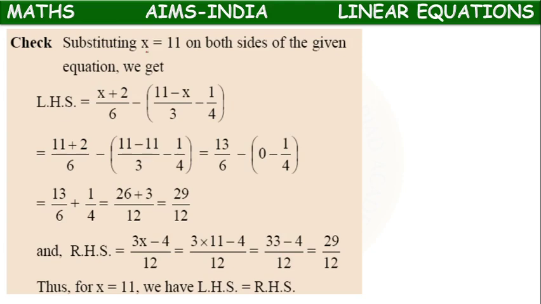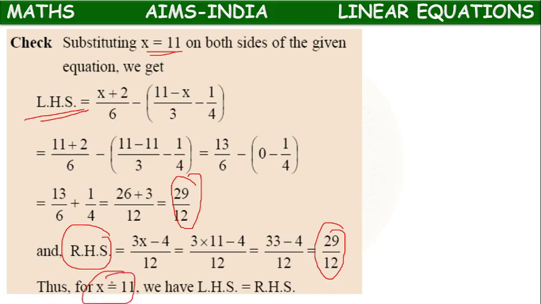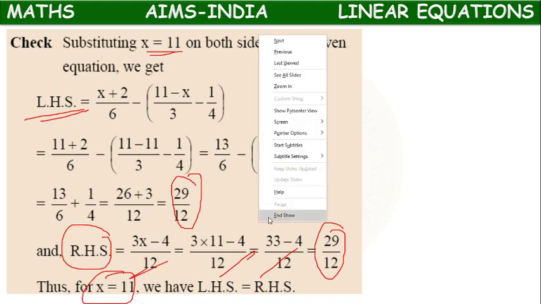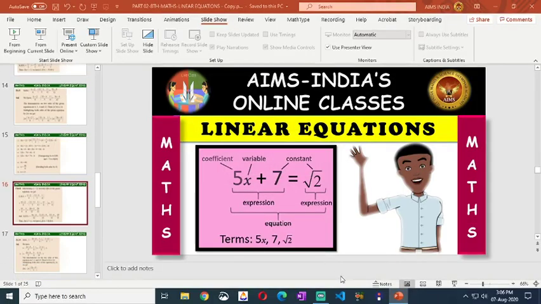So we can substitute x equal to 11 in the LHS part. We will get 29 by 12. In the RHS part, 29 by 12. Means for x equal to 11, LHS equals RHS. Means the solution of the given linear equation is x equal to 11. x equal to 11.